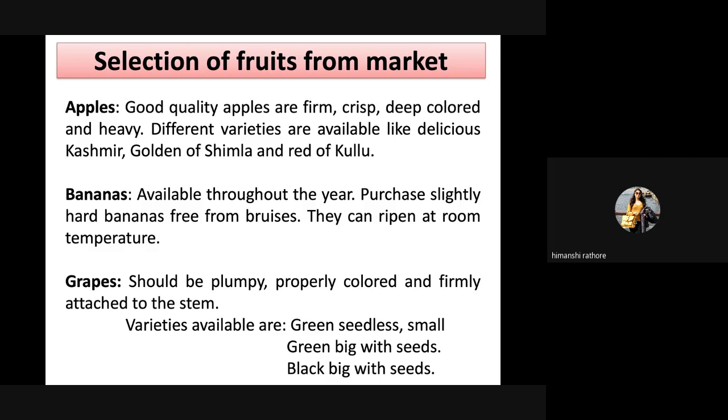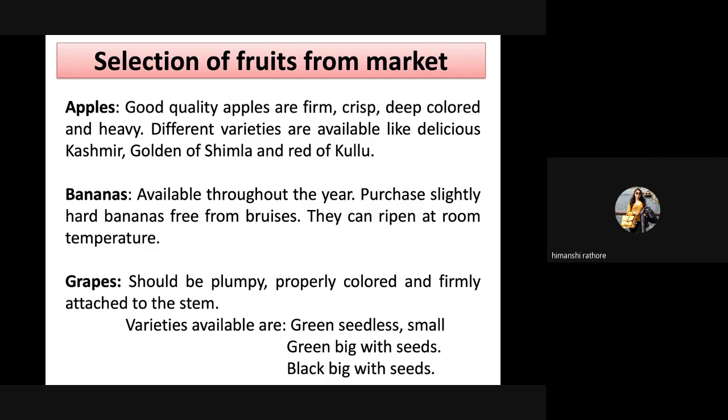So a good quality apple is firm and crisp in nature, and uniform in color. If they are not looking fresh, you can just see by your naked eyes whether apples are fresh or not. If an apple is fresh, it will be uniform in color, there is firmness, and it looks crisp. So this is how you can choose your apples.